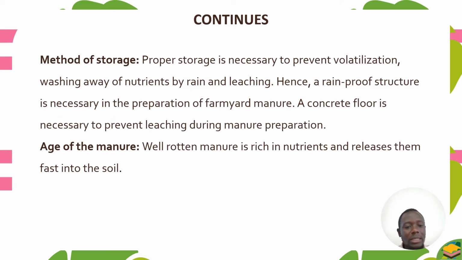The other thing is about age of the manure. Well-rotten manure is rich in nutrients and releases the nutrients fast in the soil. If manure is well rotten, it will release nutrients very fast in the soil, unlike manure which is not well rotten.